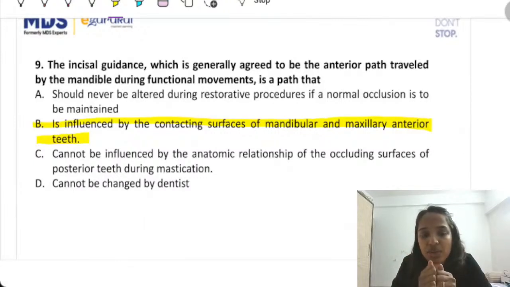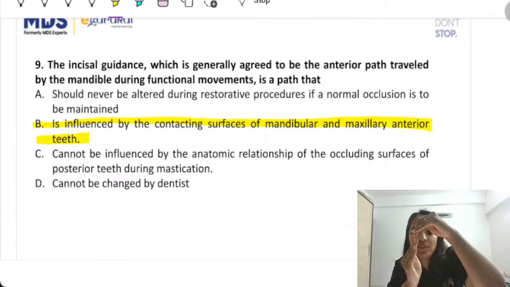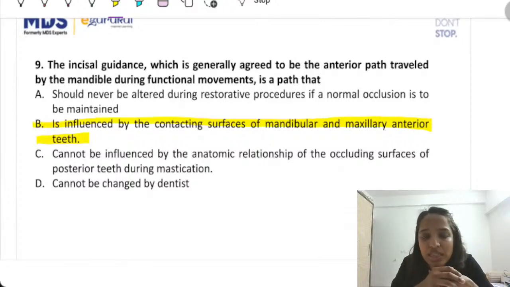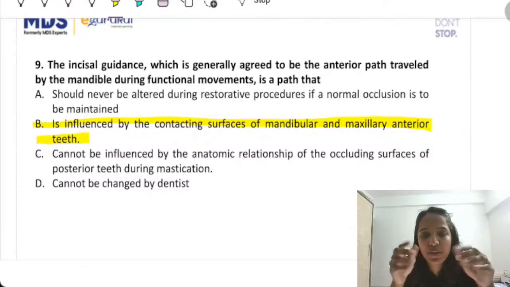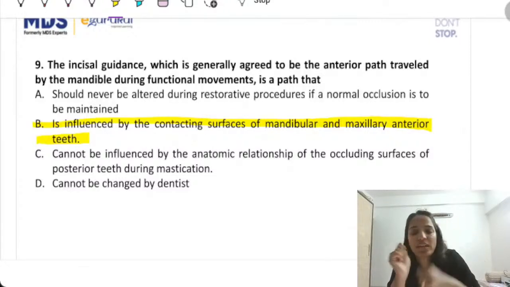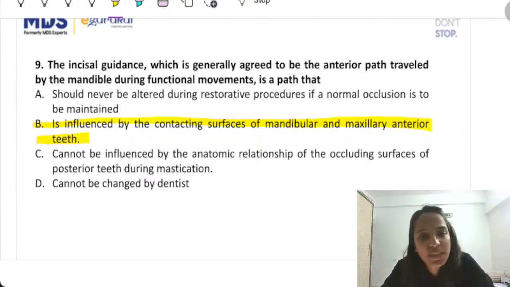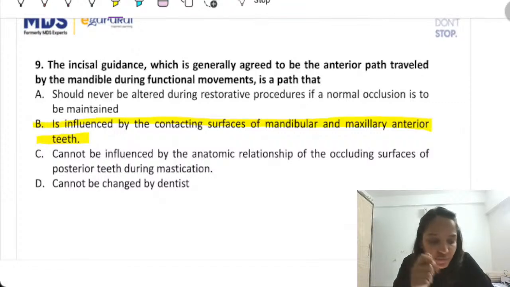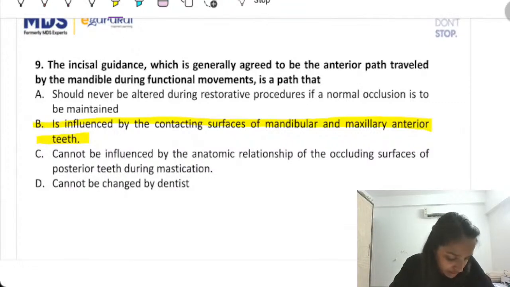If you try it out in your own mouth, and I'll ask all of you to do it simultaneously. Just open your mouth, bring your teeth edge to edge, then go into maximum intercuspation. Now, when you are in maximum intercuspation, just open your mouth by 1 to 2 millimeters and protrude anteriorly. All of you just do that simultaneously, right?